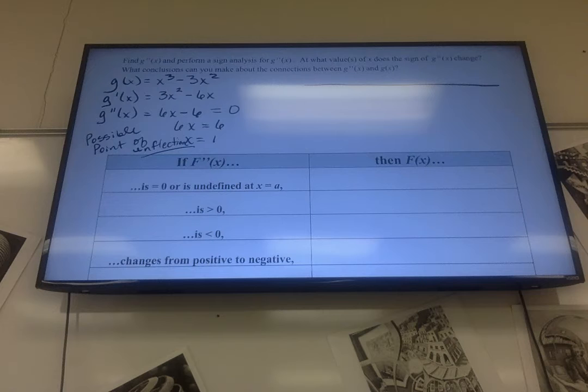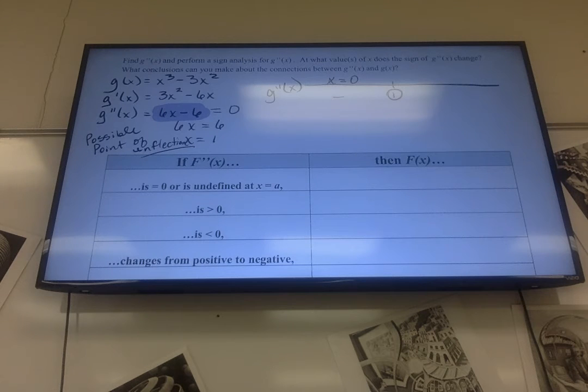Sign chart at 1. This time we're doing G double prime of x. What do you want to plug in? 0. So what we're doing is plugging that into this. So negative 6. It's negative, right?